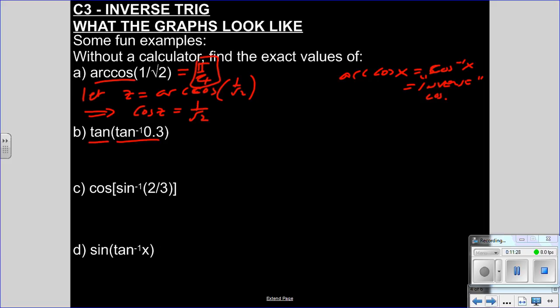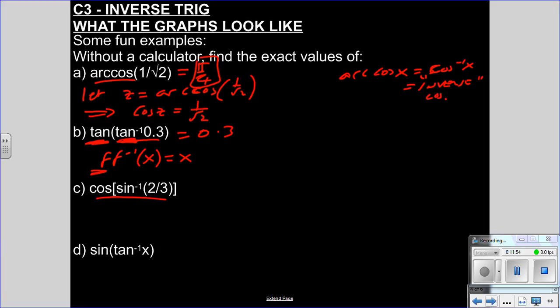If you have tan of tan to the minus 1 of 0.3, what you're saying is this is in the form of f of f to the minus 1 of x equals x, isn't it? Because first you're inverse tanning 0.3, and then you're tanning it again. So what are you left with? You're just left with 0.3.